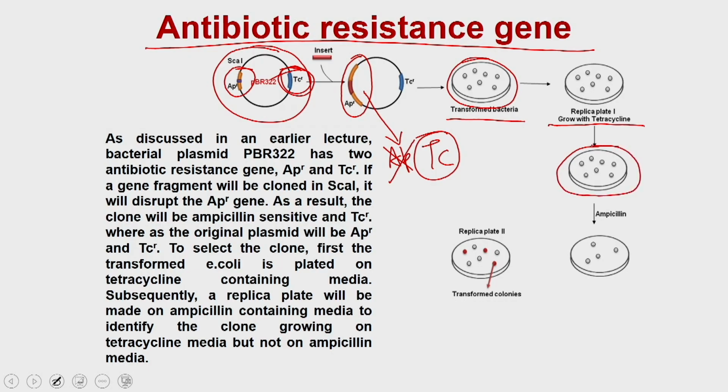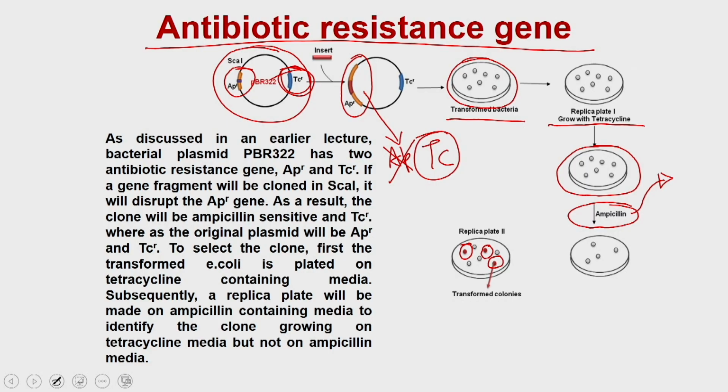Now, what you do is take these colonies and grow them onto the ampicillin. So, what will happen? Some of the colonies will die because they are not going to contain the ampicillin resistance. So, which colonies have died? These are the 3 colonies which have died while you were screening them onto the ampicillin.